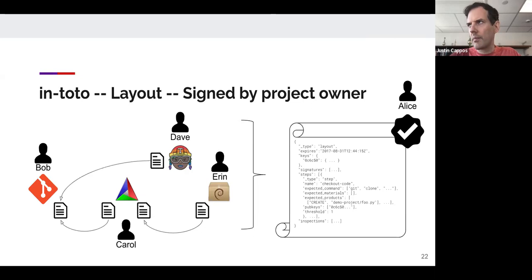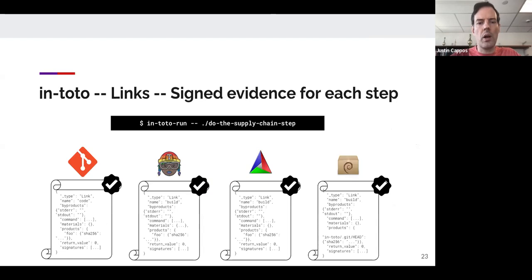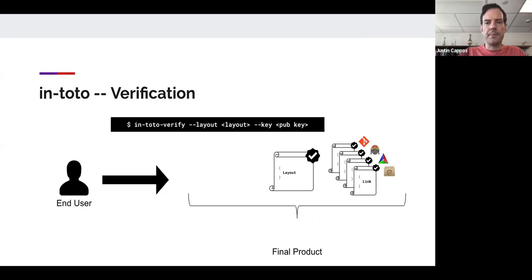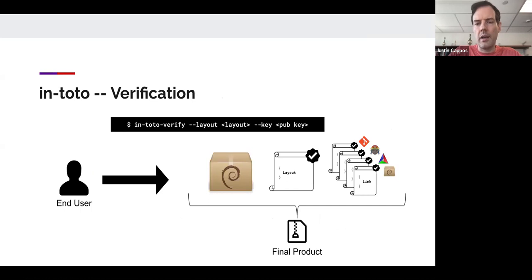And then what happens is as the functionaries run, they create cryptographically signed evidence for every step they do. And then in the end, when you go to verify it, you end up with the package you're going to verify, the layout file, and these pieces of link metadata. And then you're automatically able to take this and verify that the link files match what's required in the layout.